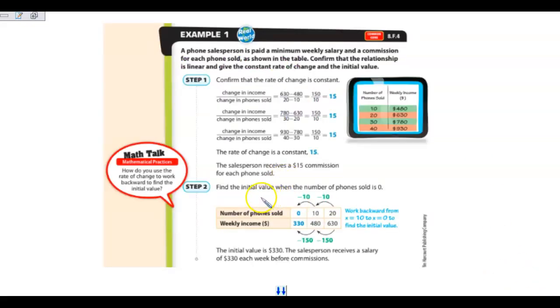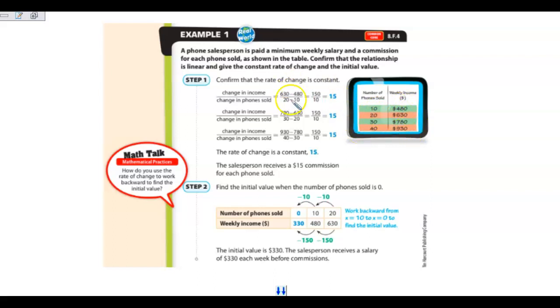A phone salesperson is paid a minimum weekly salary and a commission for each phone sold, as shown in our table. We can confirm that the relationship is linear and give the constant rate of change and the initial value. So we can see that we have a table here, and for 10 phones sold, the salesperson has a weekly income of $480. And for 20 phones, we have $630 for the week, and so forth.